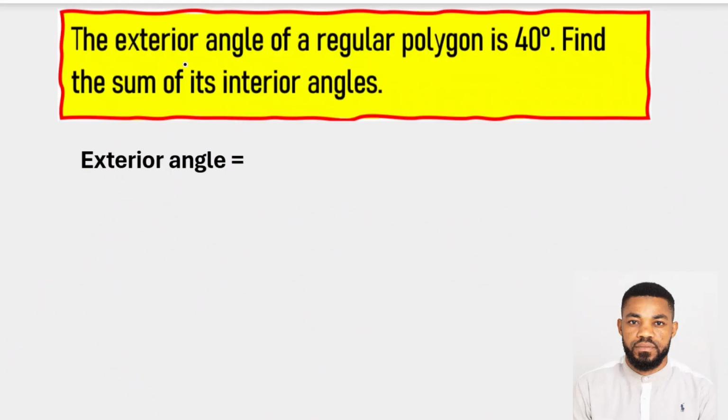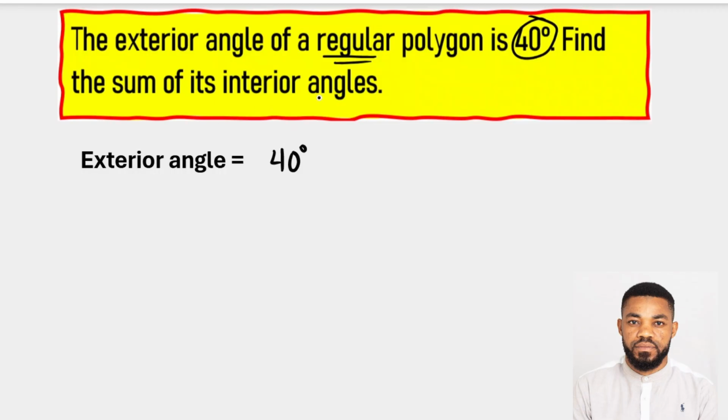So let's get our next question. The exterior angle of a regular polygon is 40 degrees. Find the sum of its interior angles. So the exterior angle has been given to be 40 degrees. Remember, the polygon is a regular polygon. So we have 40 degrees for the exterior angle, and that is a regular polygon.